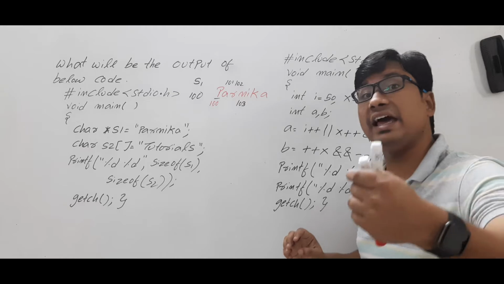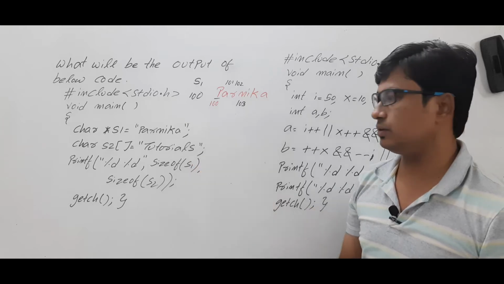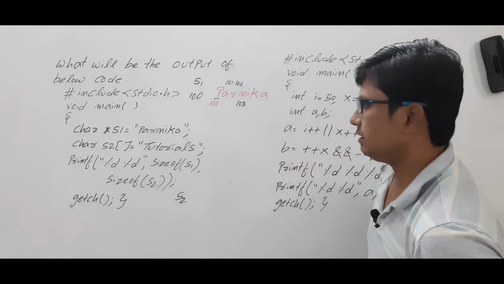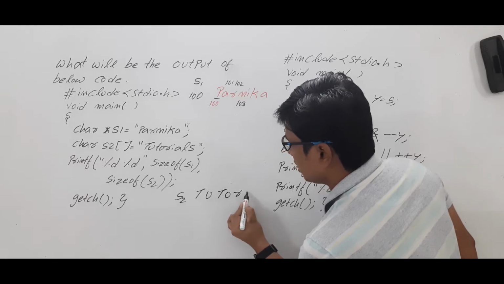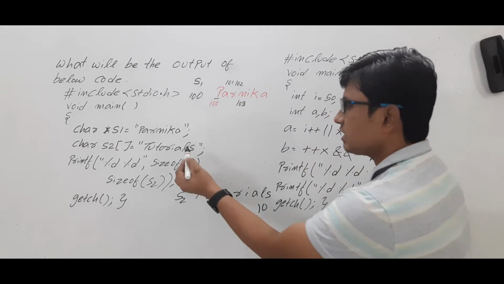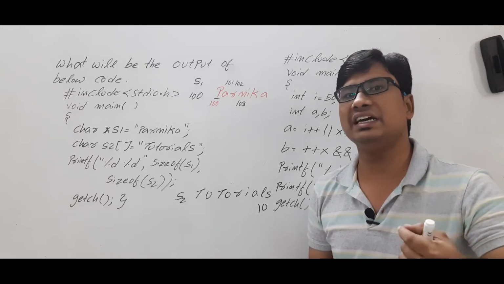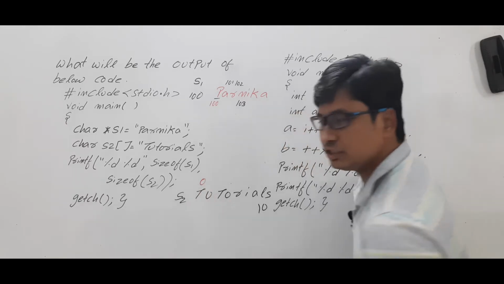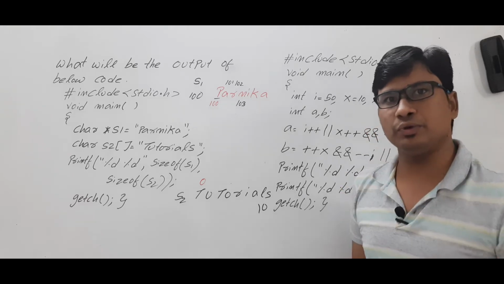Now coming to the S2, what is it? It is a character array, okay. It consists of a collection of characters called tutorials, okay. Tutorials is a string, so S2 is an array consisting of T, U, T, O, R, I, A, L, S and \0. Every string ends with a \0. Am I right? This \0 will be useful for you to recognize the end of the string. Now let's assume that this is at the index 0 because in all arrays, the index will start from 0 and goes up to n-1.